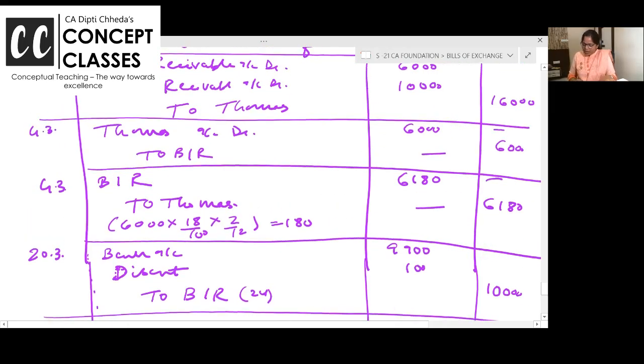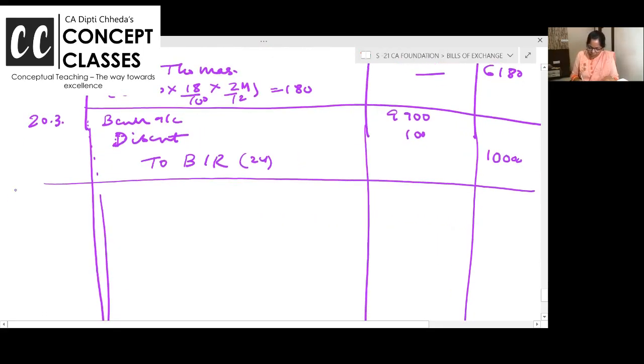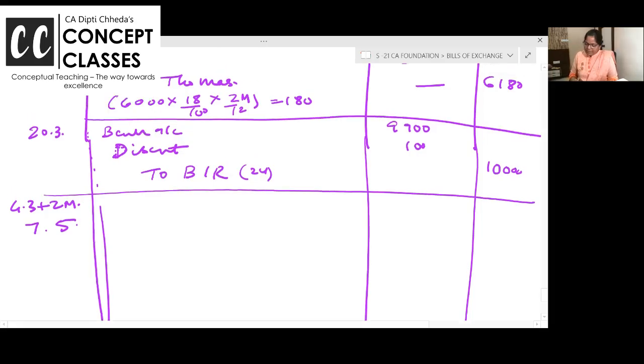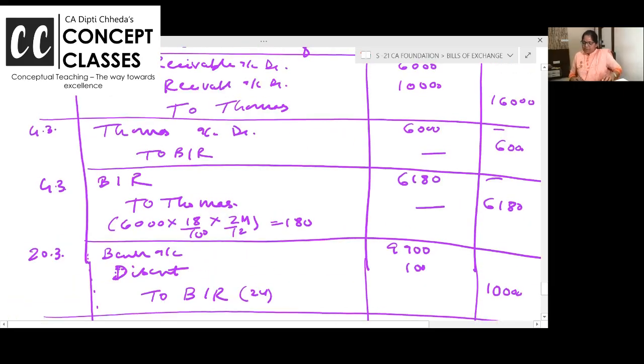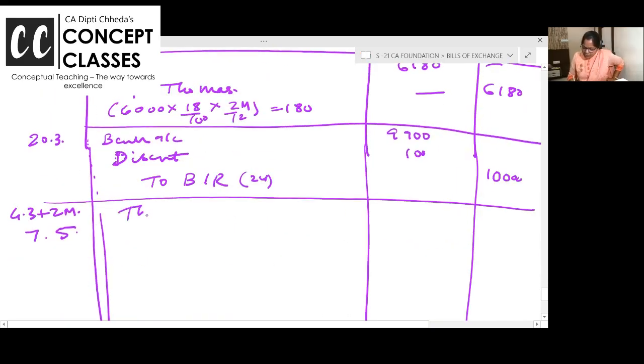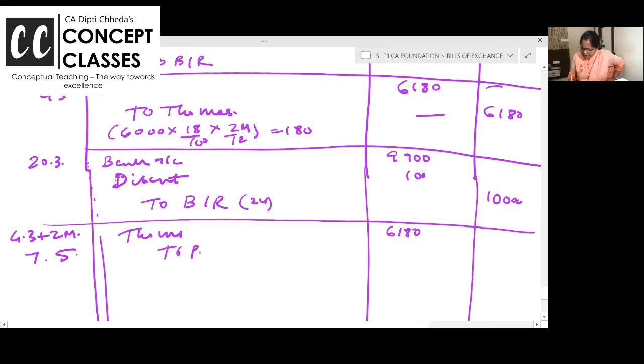6180 कहां से था? 4th March से 2 months. You can write 4th March plus 2 months. So 7th May. 4th March से 2 months. 4th April, 4th May and 3 months. 7th May. 7th May, Thomas, you have drawn the bill for 6180. So Thomas should pay 6180. But this bill is dishonored.